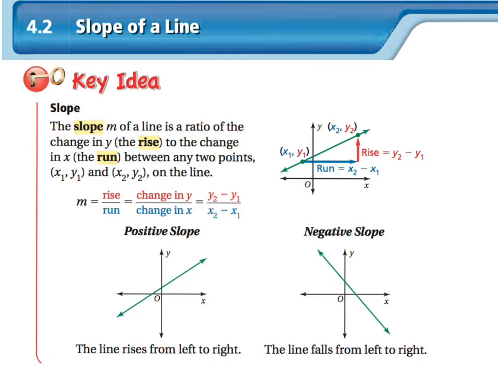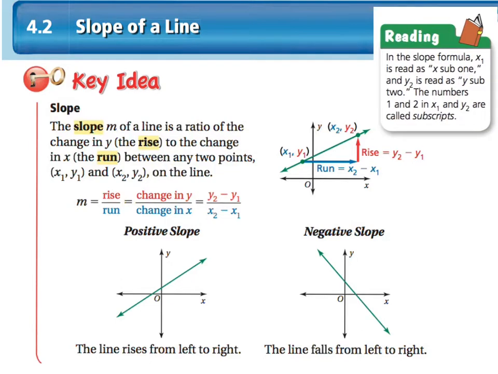So our key idea talks about slope. Now, as you remember from when we did slope last, we just talked about change in y over change in x, which is still correct. And that's what it says here, change in y, change in x. It's also known as rise over run. Now, the slope m of a line is a ratio of the change in y to the change in x between any 2 points, x sub 1, y sub 1, and x sub 2, y sub 2 on the line.